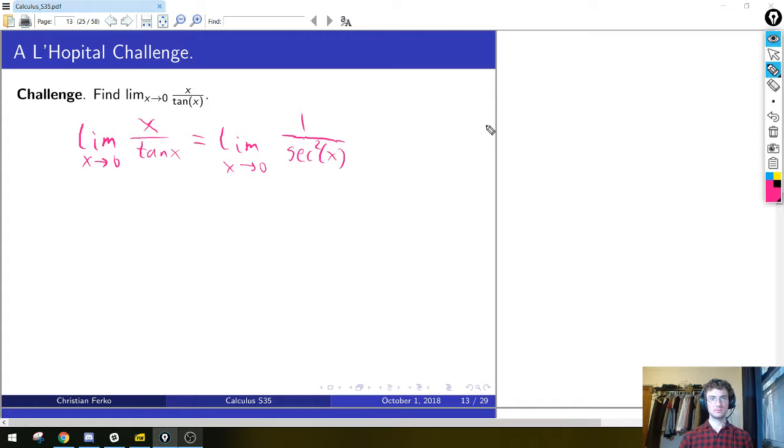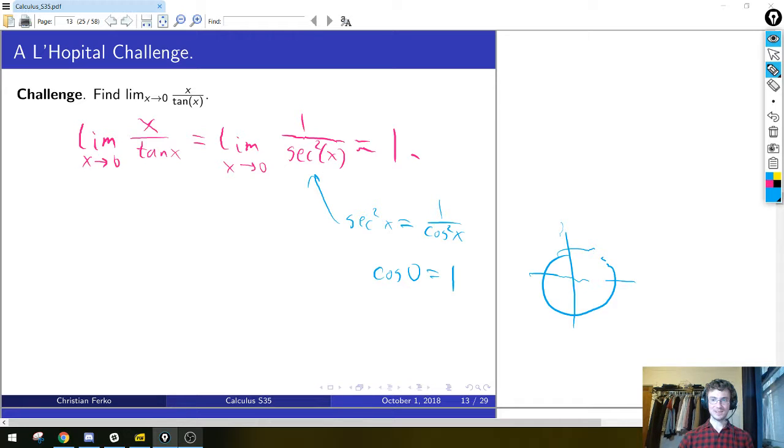Trying to remember. We see that secant is 1 over cosine, and in this case, secant squared is equal to 1 over cosine squared, and we know cosine of 0 is 1. Right? On the unit circle, at angle 0, this is pretty clearly 1, right? Okay. Good.